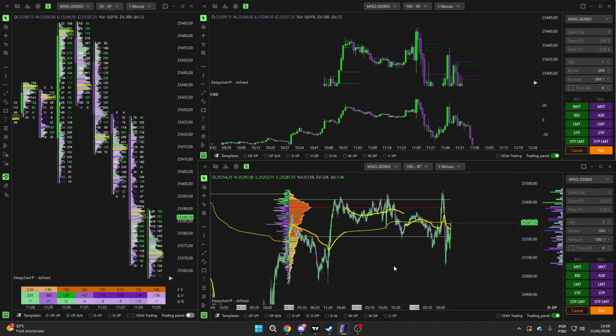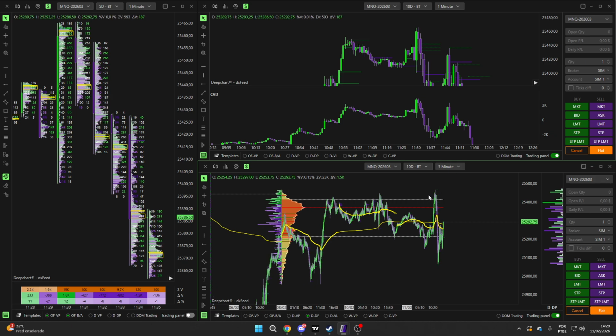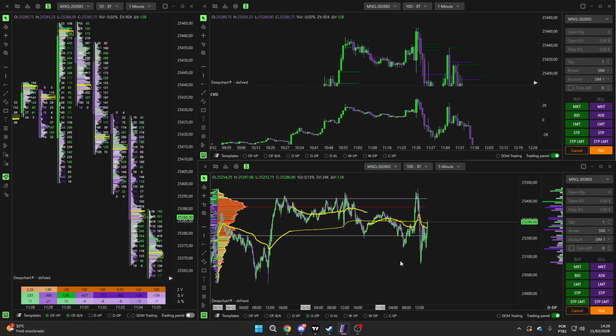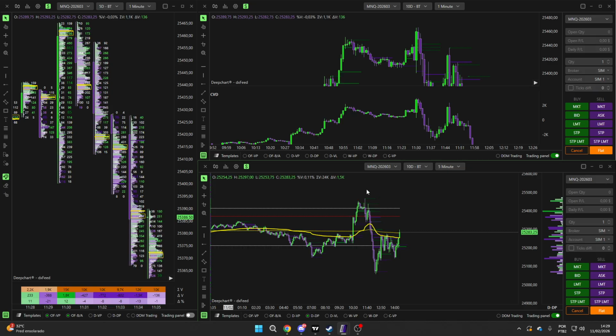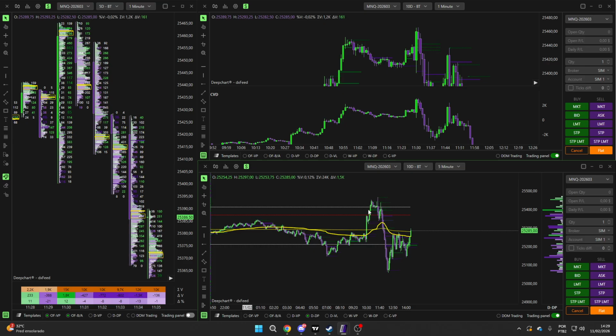The main idea of the trade is to go from this value area high down to the value area low, and that's exactly what we do. But to do so, I need to see a failed auction right here, aka price needs to reject this level.